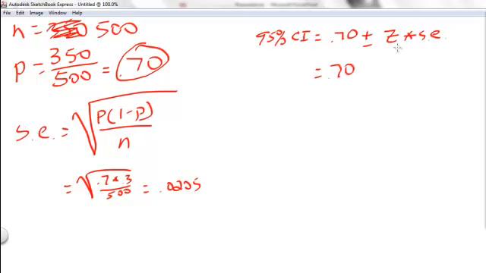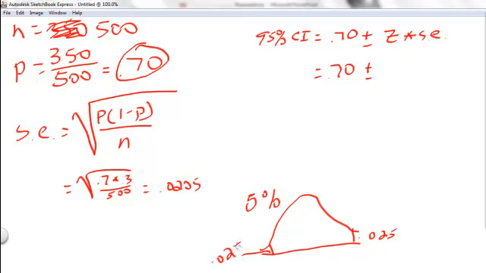We go into the z-table. We find that at a 95% confidence interval, we're allowing ourselves basically 5% error, so that's going to be 0.025 in each tail. Right? So we add those up and we get 0.05, which corresponds now to our 95% confidence interval. So we know that the z here at 0.025 is 1.96. We know our standard error is 0.0205.